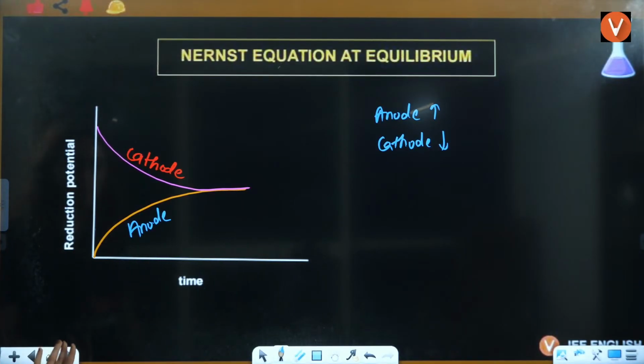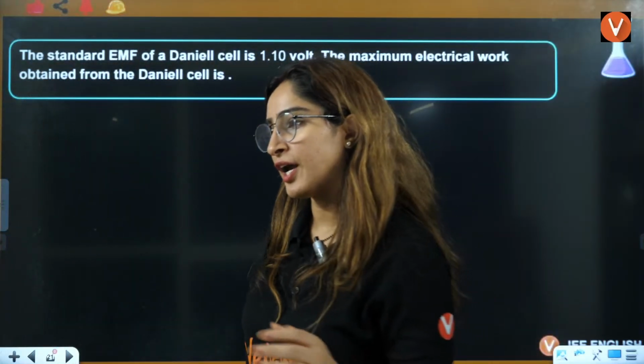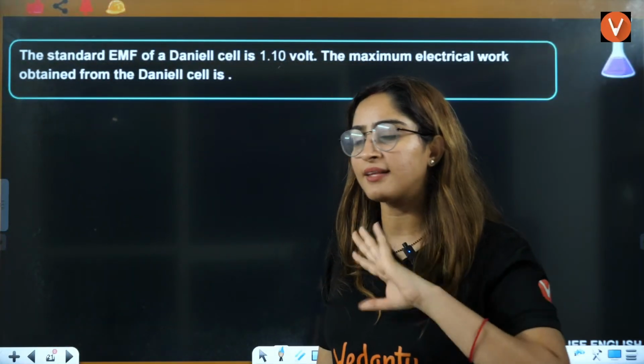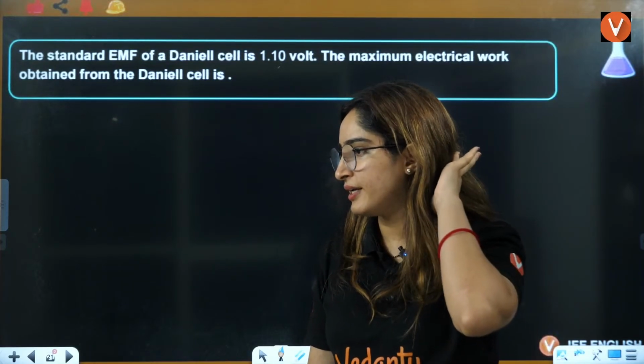Now, beta, please focus in the class. If you keep moving like this, then the syllabus will not be completed.